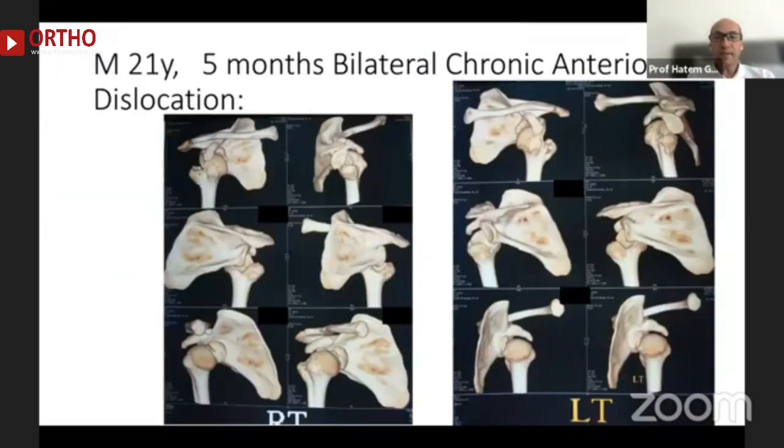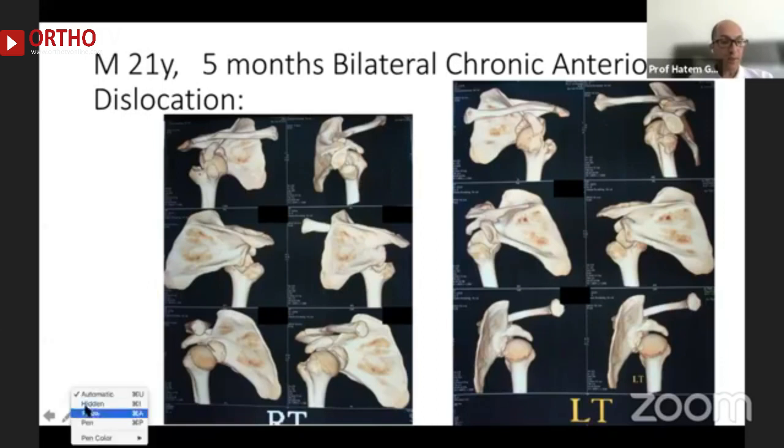But I was confronted earlier this year with a 21-year-old patient with 5 months of bilateral chronic anterior dislocation. And this was his CT. So I want you to look at the CT carefully. Both right and left are similar. So we have a chronic anterior dislocation. We have a new pseudoglenoid that's available.